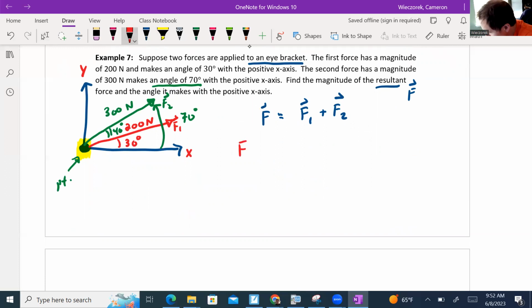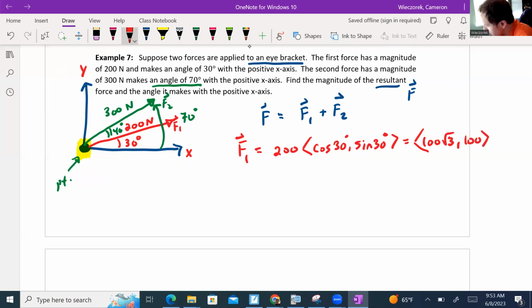Force 1 in red is going to be the magnitude, 200, times the cosine of the angle between the vector and the positive x-axis. So cosine of 30, sine of 30. And so I can actually use a little bit of my knowledge of the unit circle to write that. Cosine of 30 is rad 3 over 2. So this would be 100 rad 3. Sine of 30 is 1/2. So 200 times 1/2 would be 100. So there's my first vector written in component form.